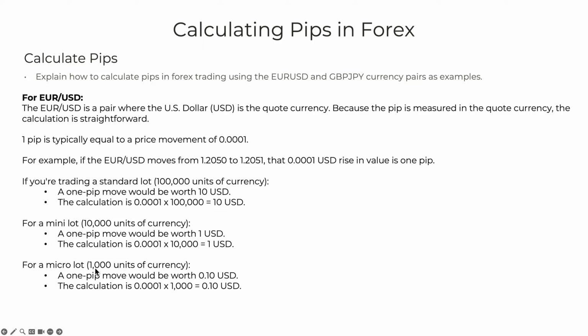Well, not the smallest lot, but pretty much the smallest lot that most brokers use. So a 1 pip move would only be 10 cents per movement. If you did micro lots, for every 10 pips, you would make $1. If you did a mini lot, for every 10 pips you would make $10. And if you use a standard lot, for every 10 pips of movement, you would make $100.